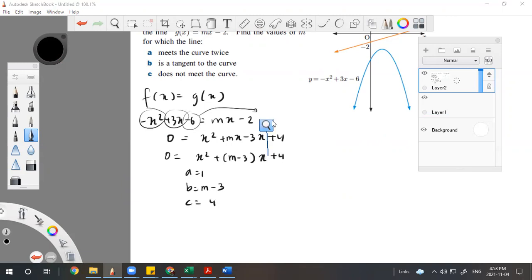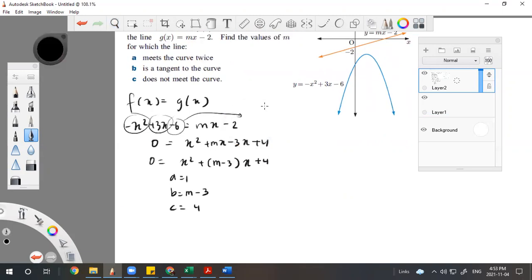After you get this, what you can do: meets the curve twice means that d is more than 0. Tangent to the curve, d equals 0. Does not meet the curve, d is less than 0. So for question A, what is d? d is b squared minus 4ac, right? Or the delta.